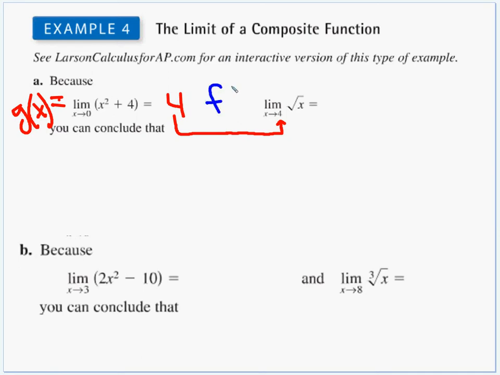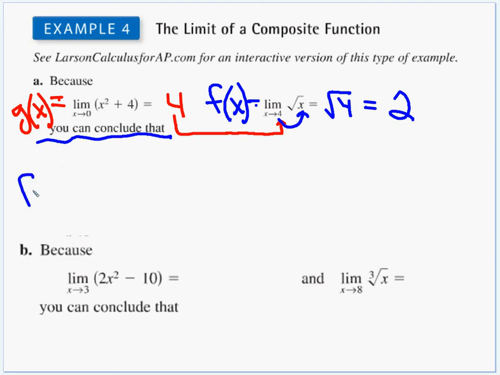I'll switch over to blue ink. F of x is the limit as we approach 4 of the root of x. Well, we can direct sub the 4 under the radical. We now know that's legal. And the root of 4 is equal to 2. So because the limit of g of x is equal to 4 and the limit of f of x is equal to 2, we can conclude that f of g of x, the composite function.